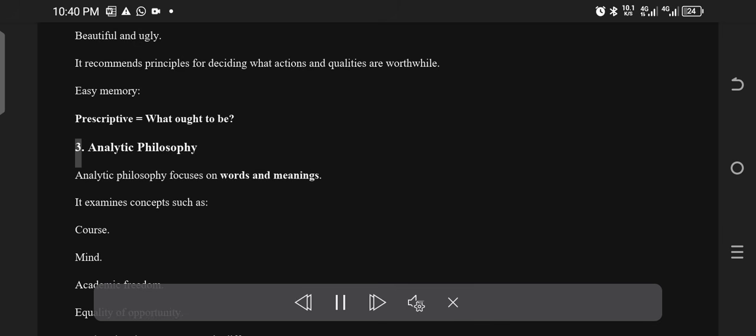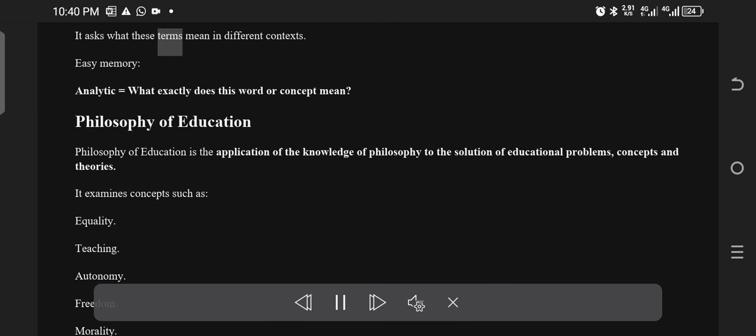3. Analytic philosophy. Analytic philosophy focuses on words and meanings. It examines concepts such as course, mind, academic freedom, equality of opportunity. It asks what these terms mean in different contexts. Easy memory. Analytic equals what exactly does this word or concept mean?